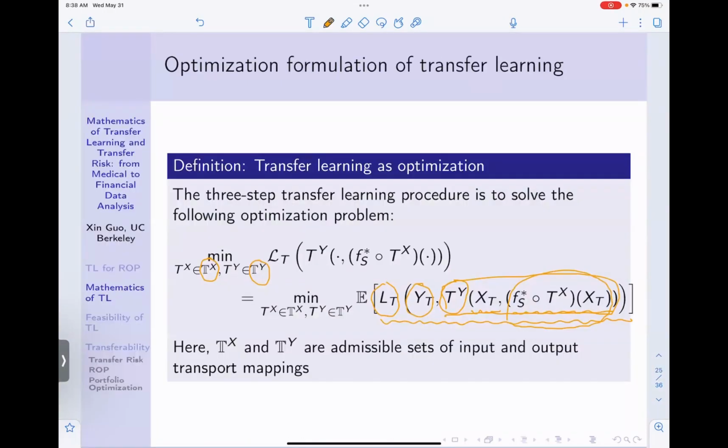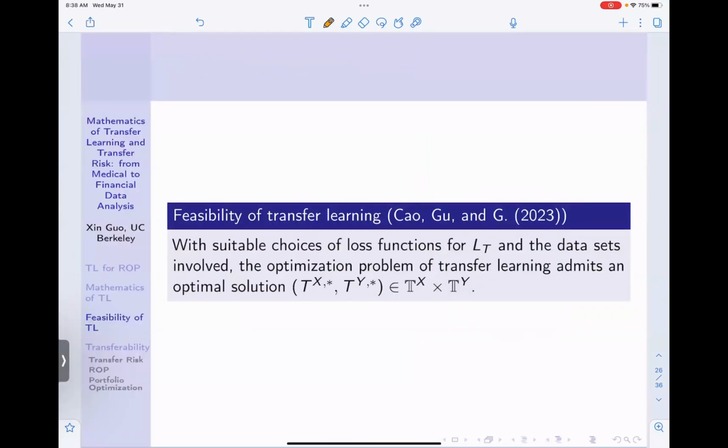The first question is, is this a well-defined optimization problem because of this class of TX and TY? The good news is, yes, you can characterize transfer learning, saying that if I give you a suitable choice of loss functions, and if the data sets are properly chosen, or if the data sets are not good, then when you design the neural networks, you can define the activation function to ensure that the boundaries are well defined. Then the procedure of transfer learning admits an optimal solution. Okay, at least you have the existence.